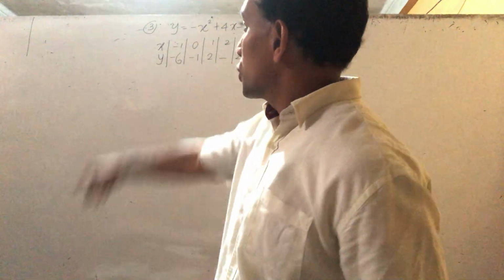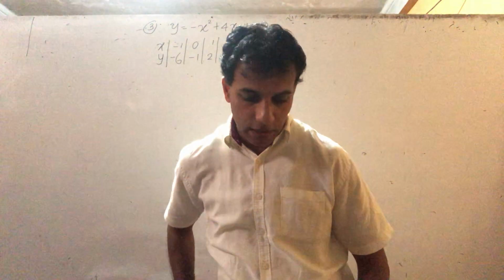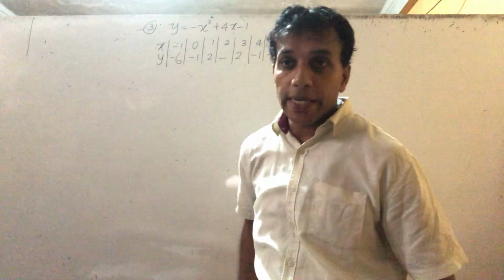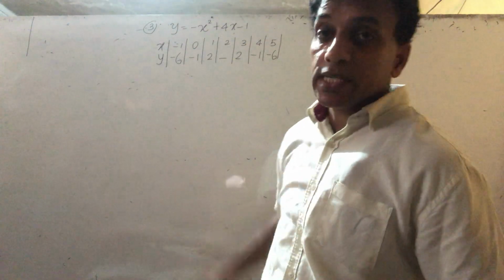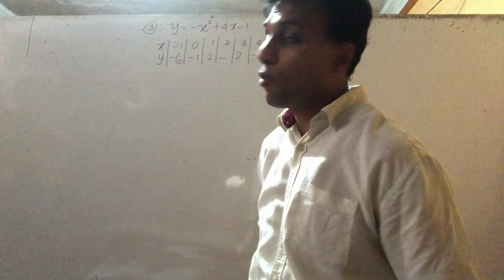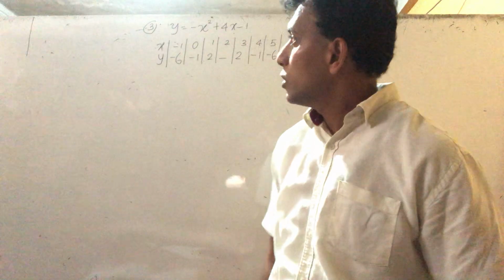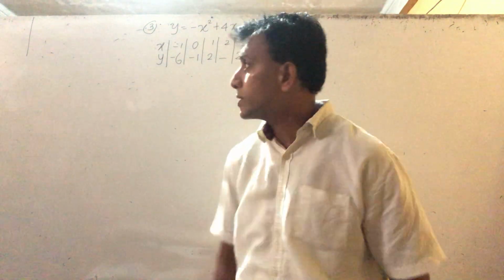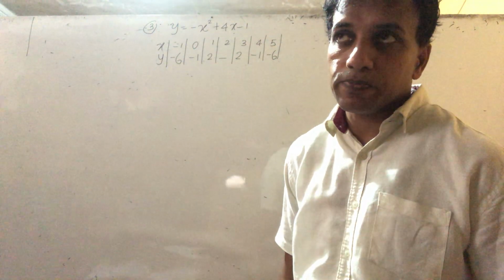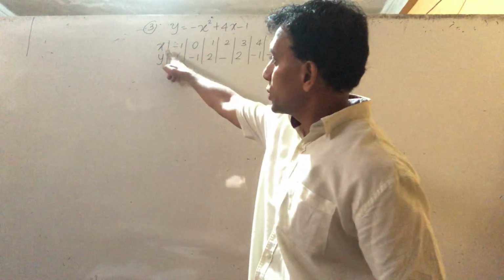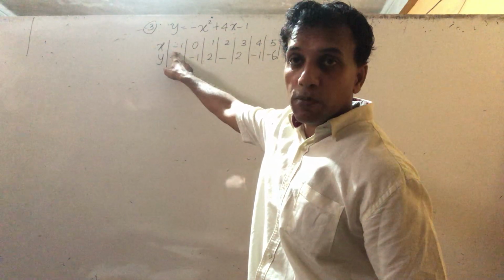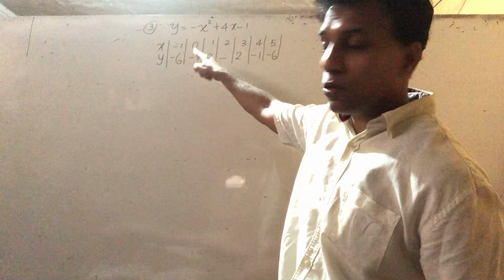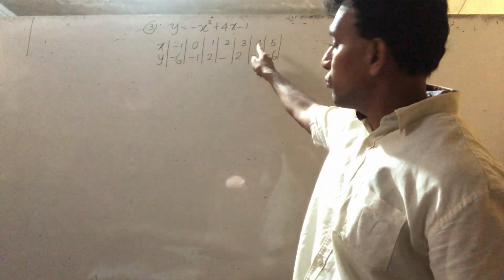Okay, next question number 3 under this graph of parabolic curves. Write the equation y equals minus x squared plus 4x minus 1. The table is provided with x and y values. X starts from minus 1 up to plus 5: minus 1, 0, 1, 2, 3, 4, 5.